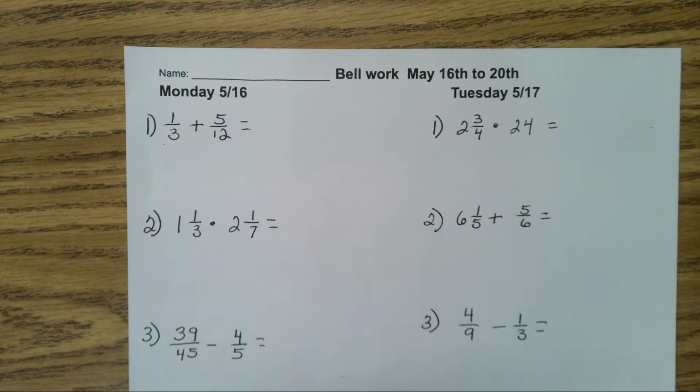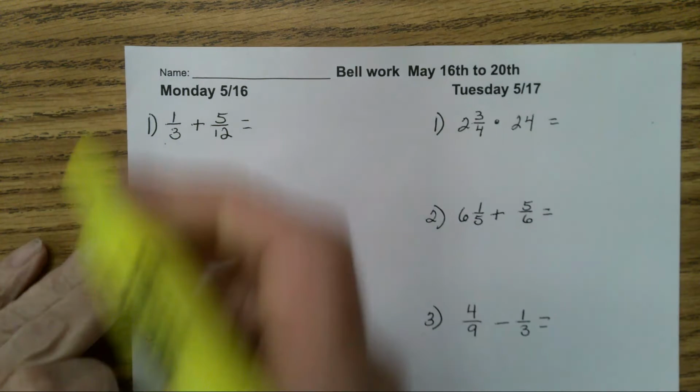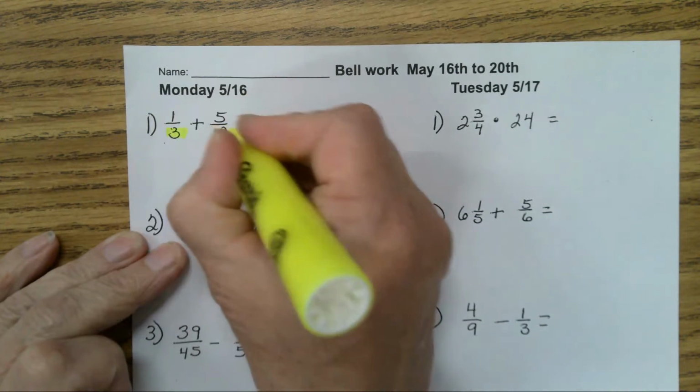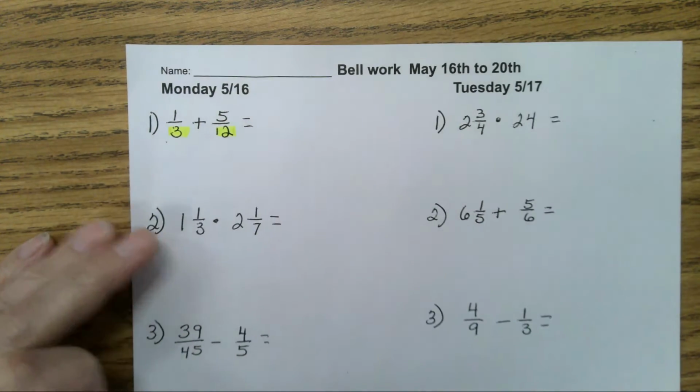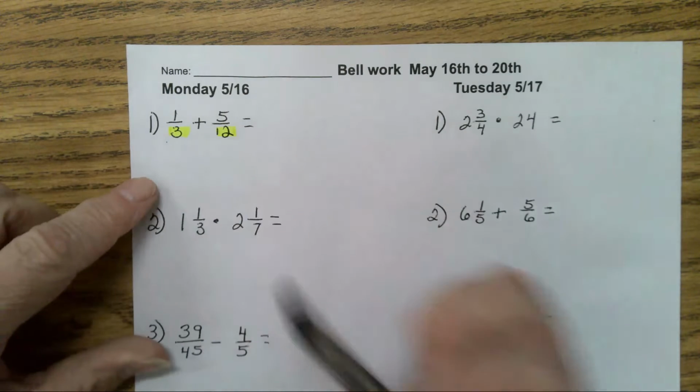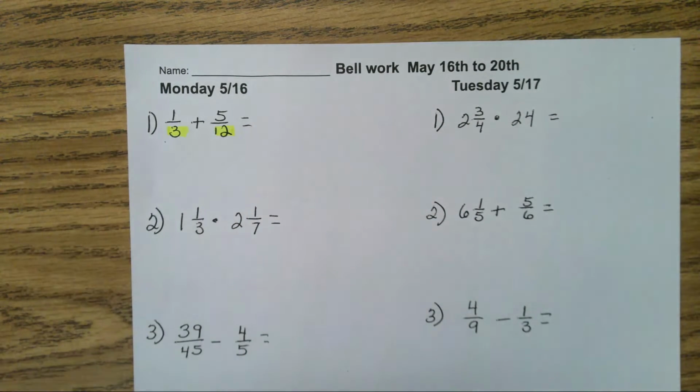All right, how do you add fractions? Well, you first have to have what, class? Common denominators, that's right. And between a 3 and a 12, 12 is your largest denominator. Will 3 divide 12? Yes. So we're going to change them to 12s.